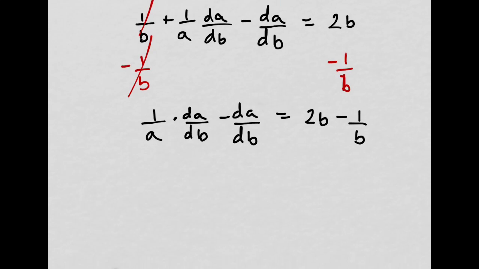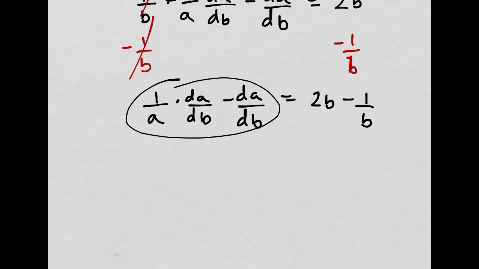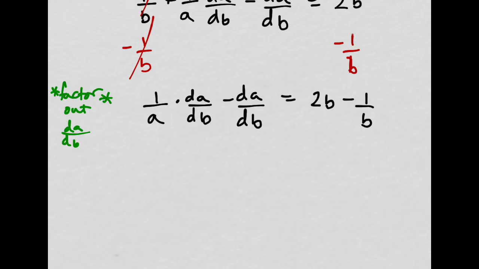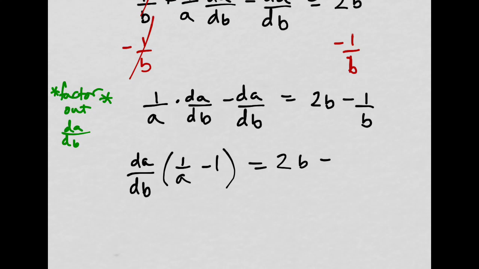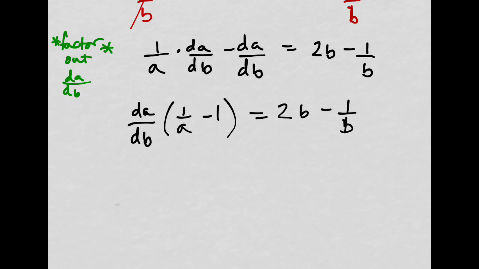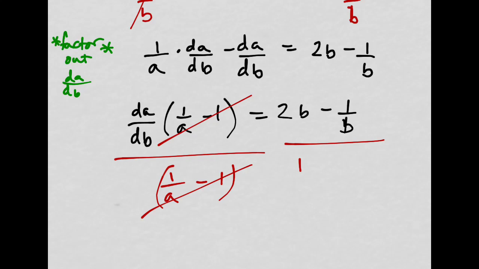And what do I get? Well, now I can factor. Now I'll factor out a dA dB. So I'll just write dA dB on the outside times 1 over a minus 1, equals 2b minus 1 over b. And then I just divide by 1 over a minus 1, right? So I'll divide this by 1 over a minus 1.